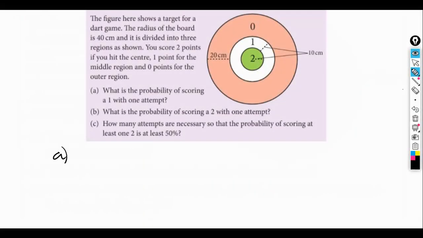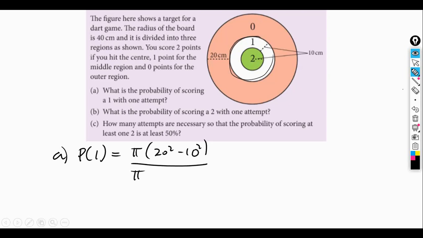So that means, what is the probability of hitting the white area? Notice that the white area would be this circle minus the green circle. So that means pi times 20 squared minus 10 squared. And this divided by pi times 40 squared, which is the total area. If we plug this into the calculator, it would give us 3/16.